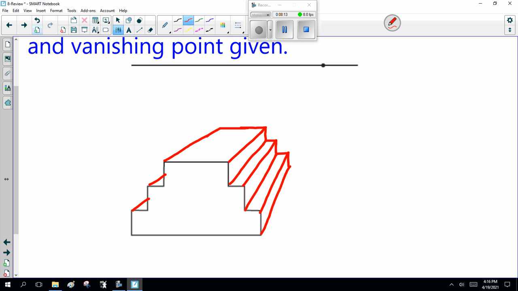All right, I'm going to stop here because the next one takes a little bit. Okay, so this is one-point perspective and orthographic. We're doing isometric in a minute. Anyway, if you've got any questions about this, shoot me an email. Otherwise, work on the classwork. Good luck.